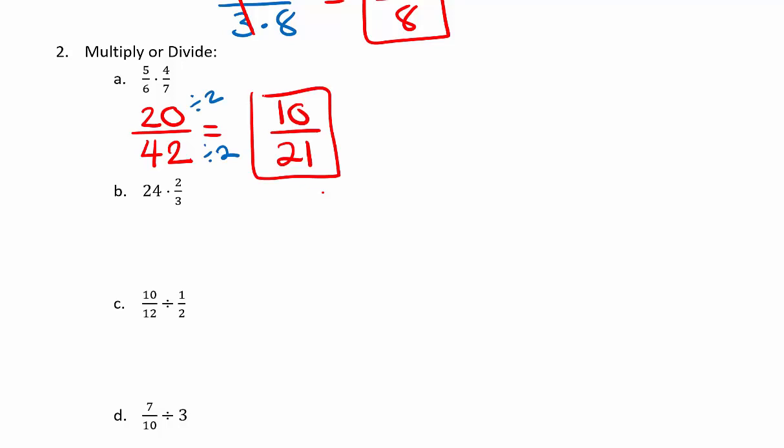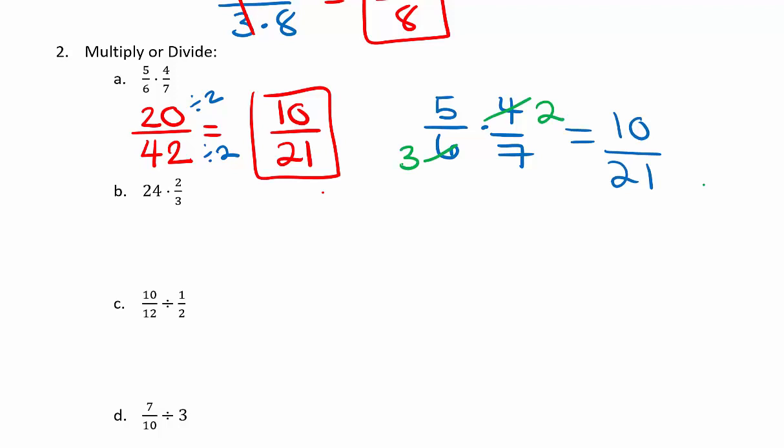Now, you actually can reduce before you multiply as well. So if you look at that original problem, you might notice before you get started, the 4 and the 6 have a common factor of 2. We can actually cancel out that common factor of 2 and then do the multiplication. 4 divided by 2 is 2, 6 divided by 2 is 3, and now when I go straight across, I'm left with the exact same answer, 10 over 21.